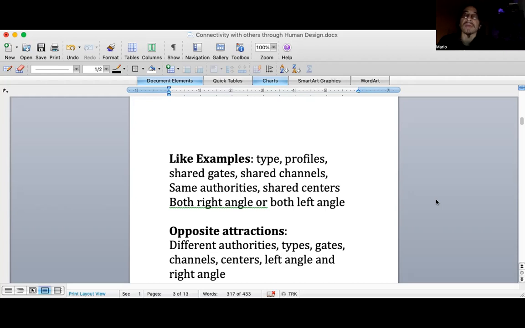Profiles that start with 5 or 6 are going to be left angle. So 5-1 would be left angle, 6-2 would be left angle, 6-3 would be left angle, and a 5-2. Those are all the left angles. Everyone else would be right angles, starting at 1, 2, 3, or 4 in their profile.